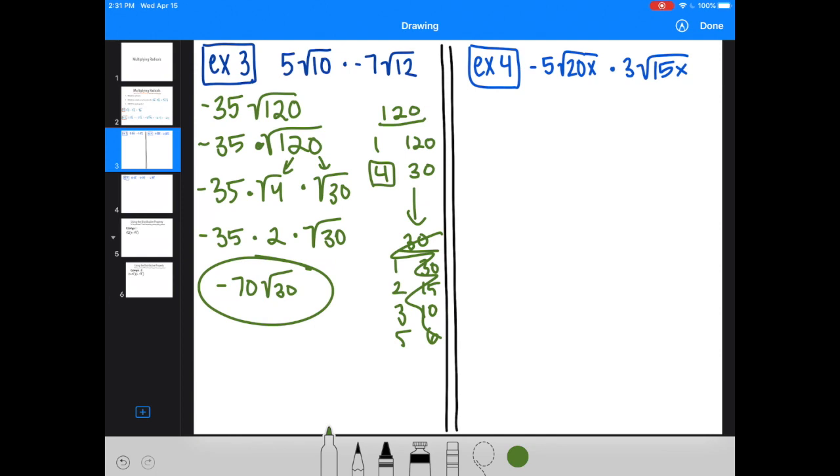Okay, let's look at another example. I have negative 5 square root 20x multiplied by 3 square root 15x. What's my process for multiplying radicals? Well, first I multiply my coefficients, then I multiply my radicands, and then finally I simplify. So we're going to do that process. So negative 5 times 3 gives me negative 15.